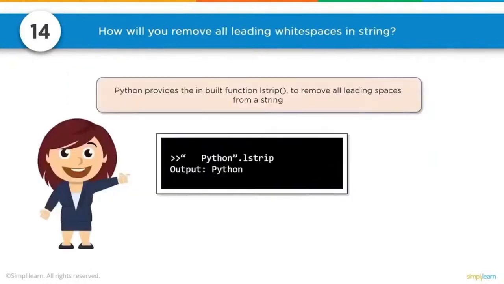Number 14, how will you remove all leading whitespace in a string? Python provides the inbuilt function lstrip to remove all leading spaces from a string. You can see here, space Python dot lstrip, leading strip, Python. You can also do strip, which removes leading and ending spaces. And of course, there's also rstrip for the ending set.